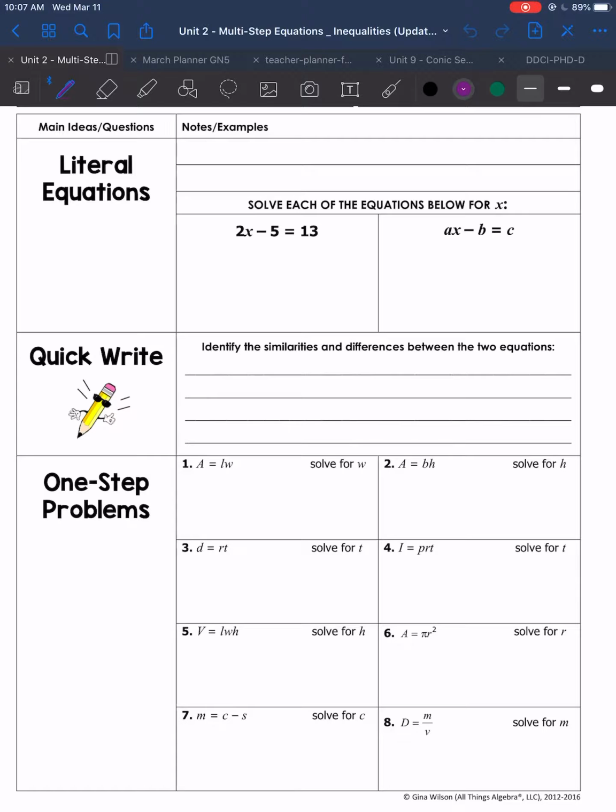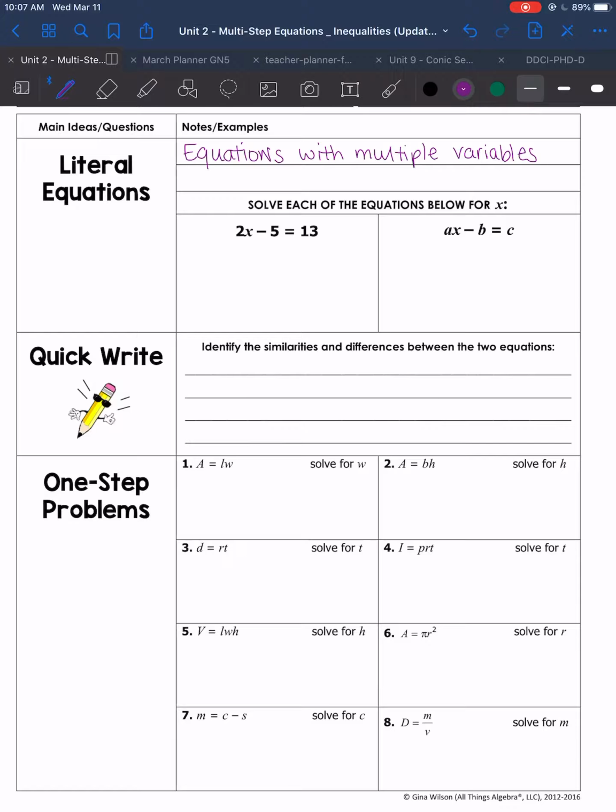In this video, we're going to talk about literal equations. Literal equations are equations with multiple variables. So we're going to solve each of these equations below for x, and we're going to use the same steps.